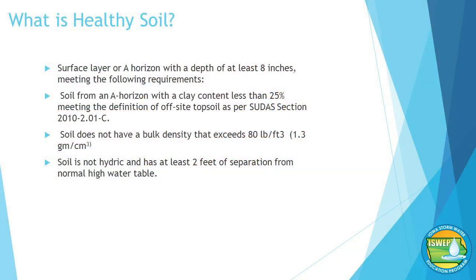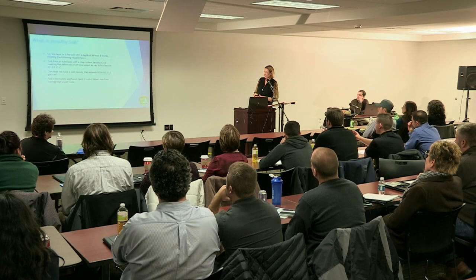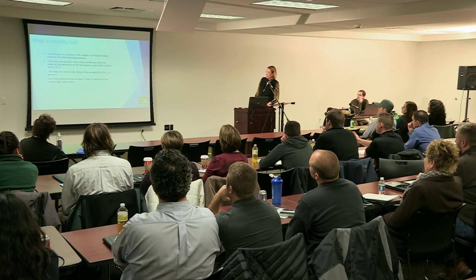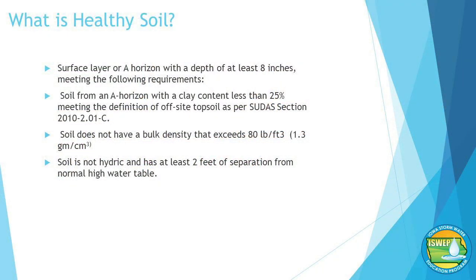The soil at the top is typically called the A horizon. It's darker in color and has higher organic matter content. As you move down the soil profile, over time, as soil formed, your clays accumulate in what's called the B horizon. So once you strip off the topsoil and you have these stickier, clumpier soils, those are typically B horizon soils that have a higher clay content. So surface layer, A horizon with a depth of at least 8 inches, meeting these requirements: A horizon has a clay content less than 25% and meets the definition of offsite topsoil in SUDAS.